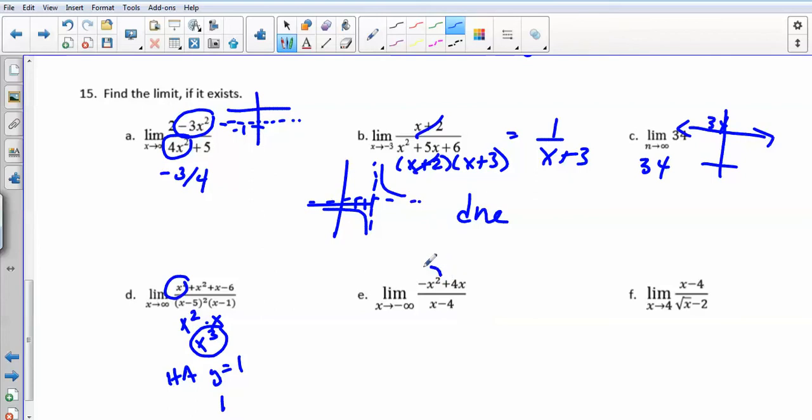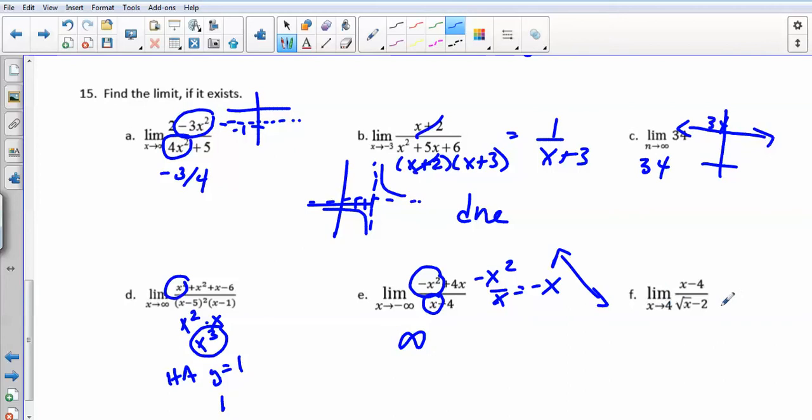Alright, biggest degree divided by biggest degree, negative x squared over x gives me negative x. So that means my end behavior is a slant asymptote. And because the slope is negative, it's going to be going up on the left. So as x goes to negative infinity, the y is going to be going to positive infinity.